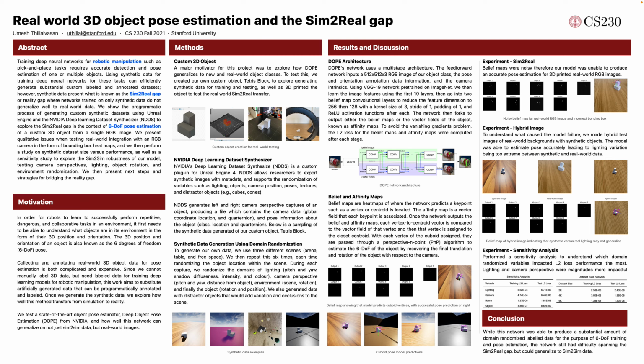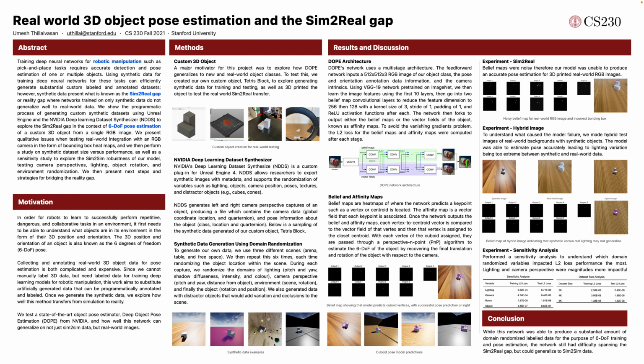The 3D position and orientation of an object is also known as the 6 degrees of freedom pose, or 6 DOF. One of the major challenges with training deep neural networks for robotic applications is that collecting and annotating real-world 3D object data for pose estimation is both complicated and expensive. Since we cannot manually label real-world 3D data, but do need labeled data for training our models, this work aims at substituting in artificially generated data that can be programmatically annotated and labeled.